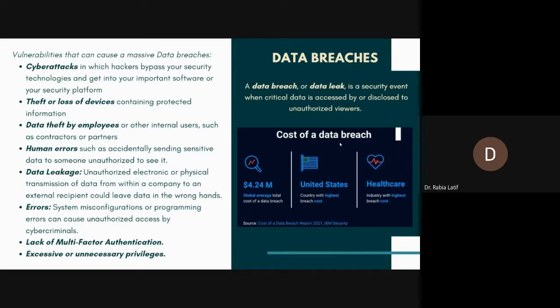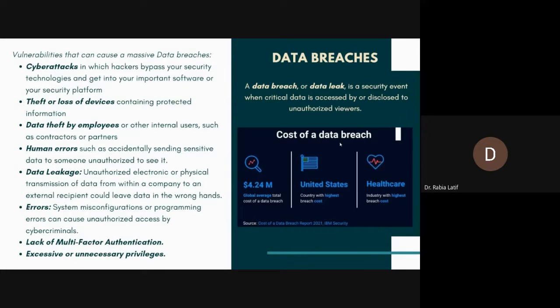Errors due to system misconfigurations or programming errors may cause unauthorized access to data by criminals and attackers. Lack of multi-factor authentication. Again, it is very important to implement multi-factor, two-factor authentication for your applications. I hope all of you know what multi-factor is. For example, if you want to log in to any particular application, you have to enter your password, and at the same time, you will receive a code on your mobile, and you have to enter that code. So this is two-factor authentication.